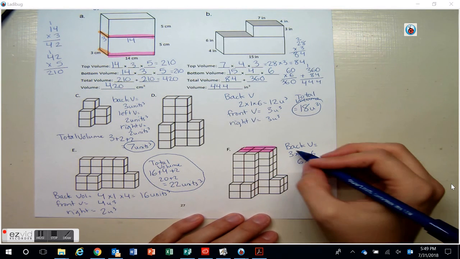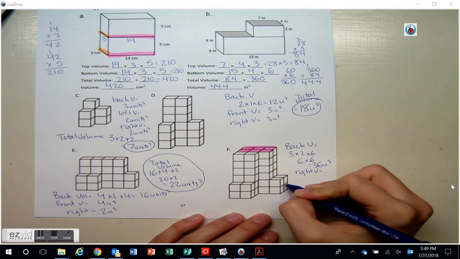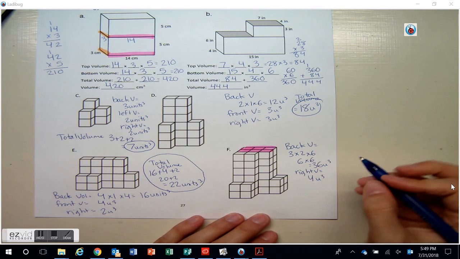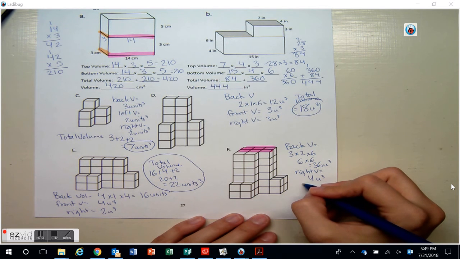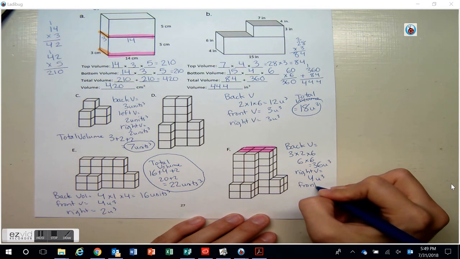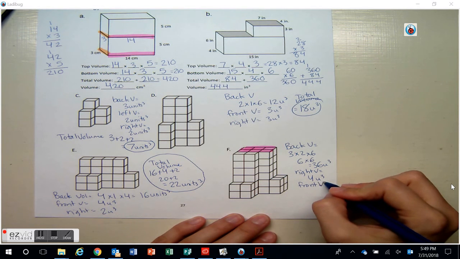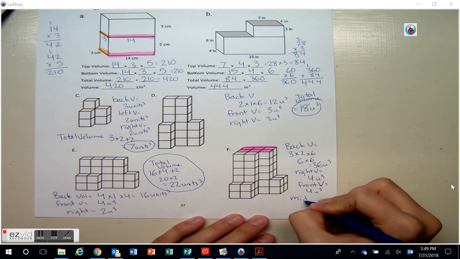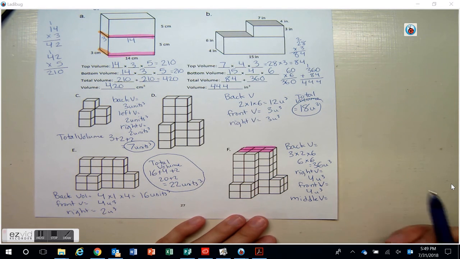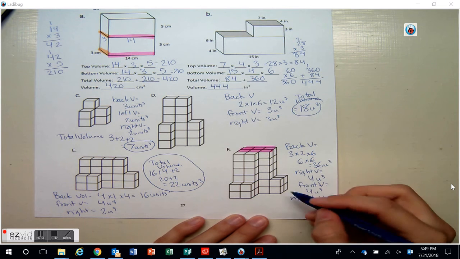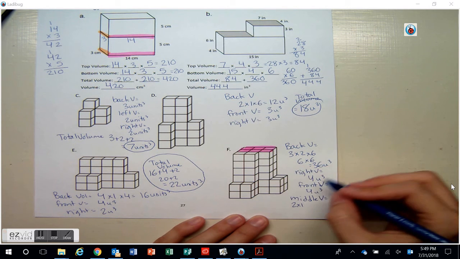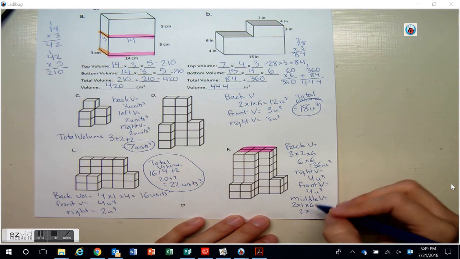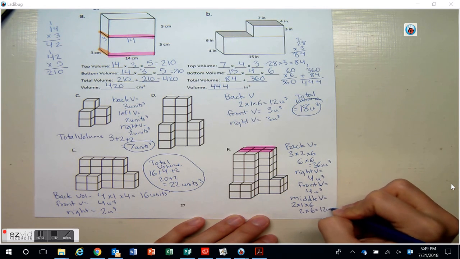Okay, we'll go ahead and do the right volume, which is 4 units cubed. Let's do the front, which is 4 units cubed. That's this part right here. And then let's call it middle. As long as you know what it is, that's what matters. The middle, we have 2 by 1 by that 6 of height that we found out before. 2 by 1 is 2, 2 times 1 is 2, 2 times 6 is 12 units cubed.